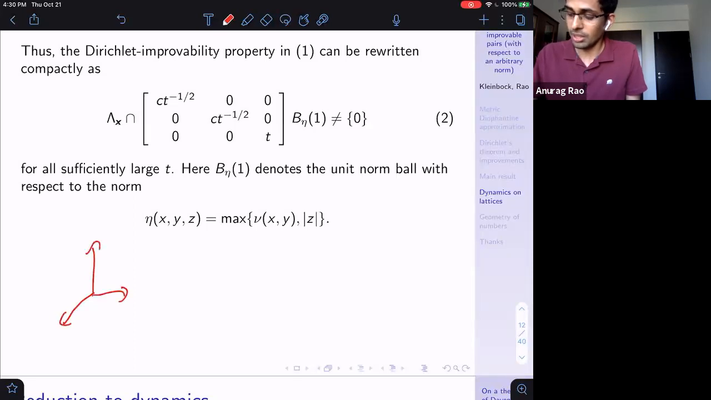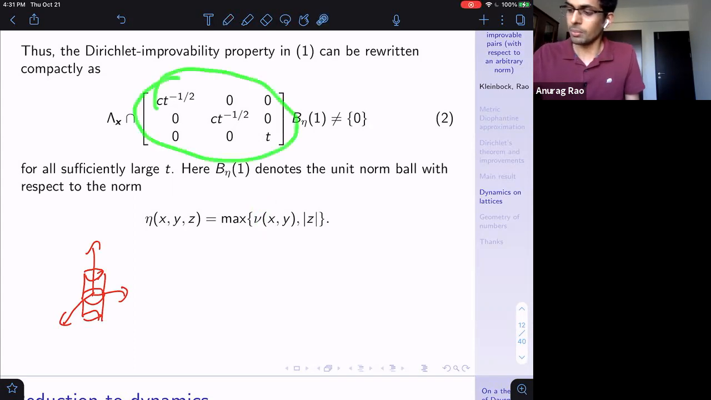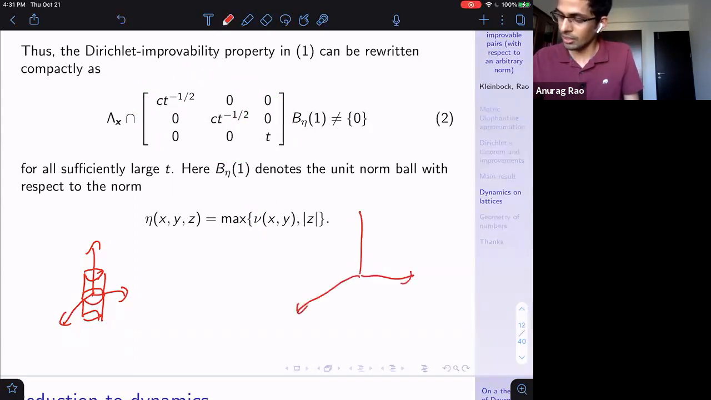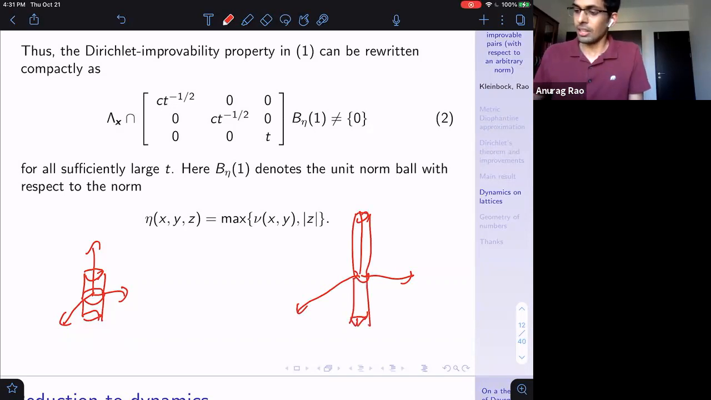So if you're wondering, the unit norm ball for eta is just going to be a cylinder of radius 1, a cylinder over the base ball with norm nu. And then what this factor is doing, so think about it, we want this to hold for all t sufficiently large. So when t is large, the xy coordinates are going to shrink and the z coordinate is going to increase. So the effect is that this cylinder becomes really, really thin. And if this cylinder has non-trivial intersection with lambda_X for all sufficiently large times, then X is Dirichlet improvable.